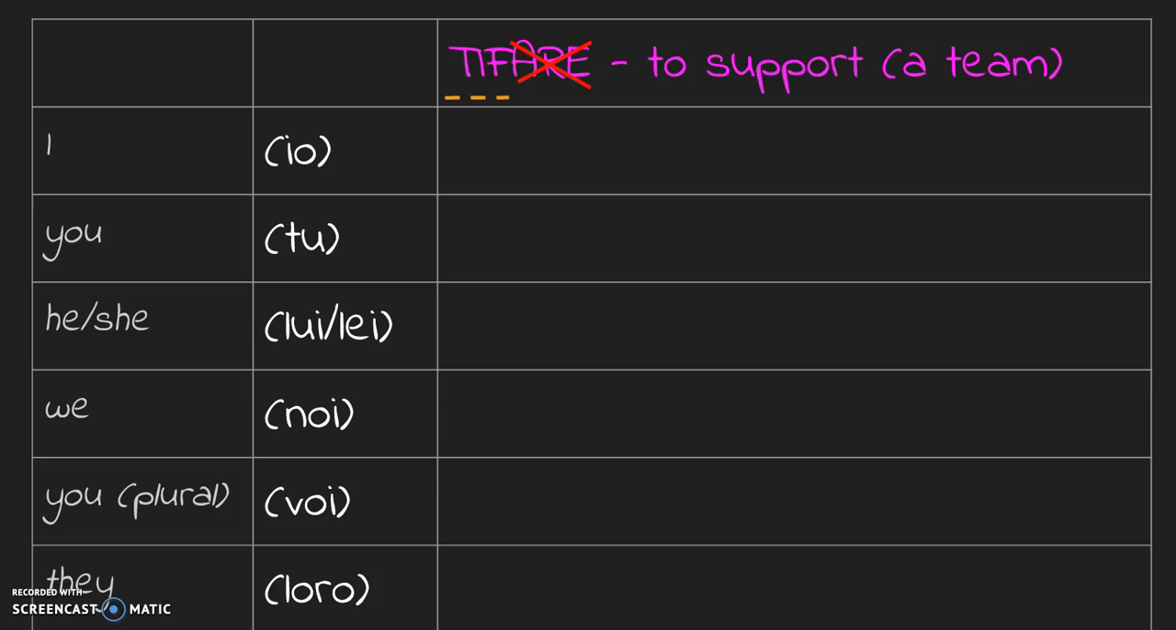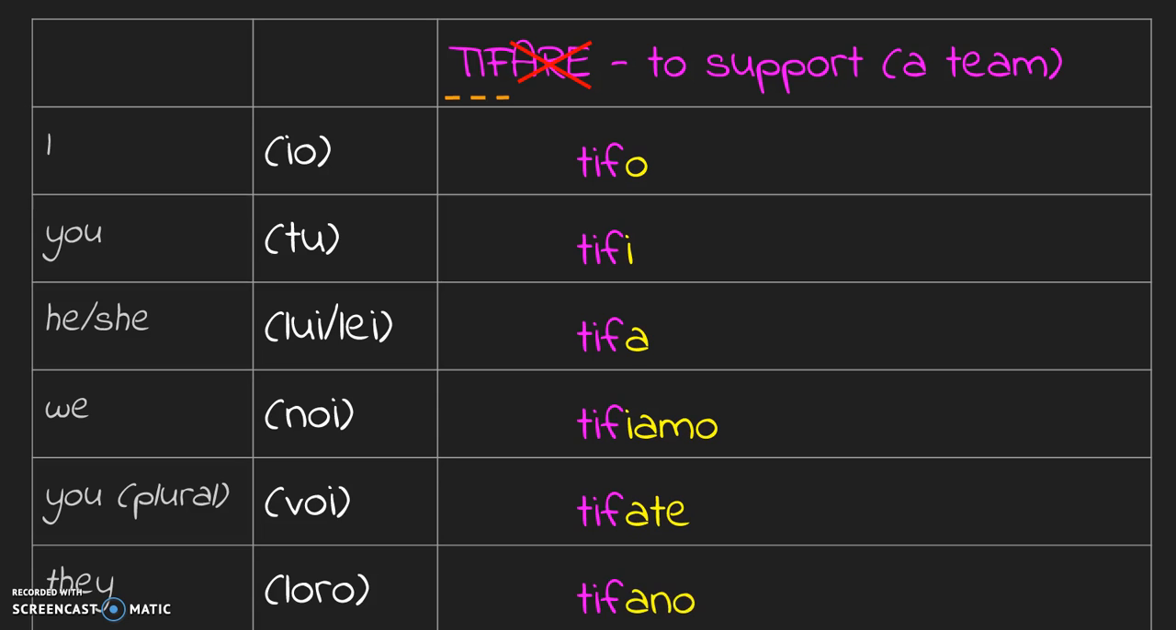Our next step is to copy the stem into all of the rows. So all of the versions of this verb will start with our stem, tif. Lastly, we need to add the endings to complete the verb. So for -are verbs, the endings are -o, -i, -a, -iamo, -ate, -ano.